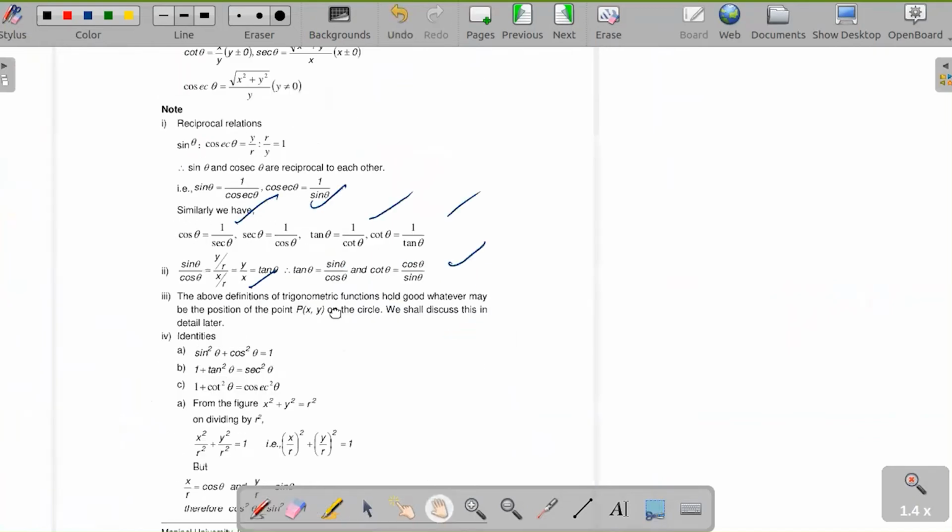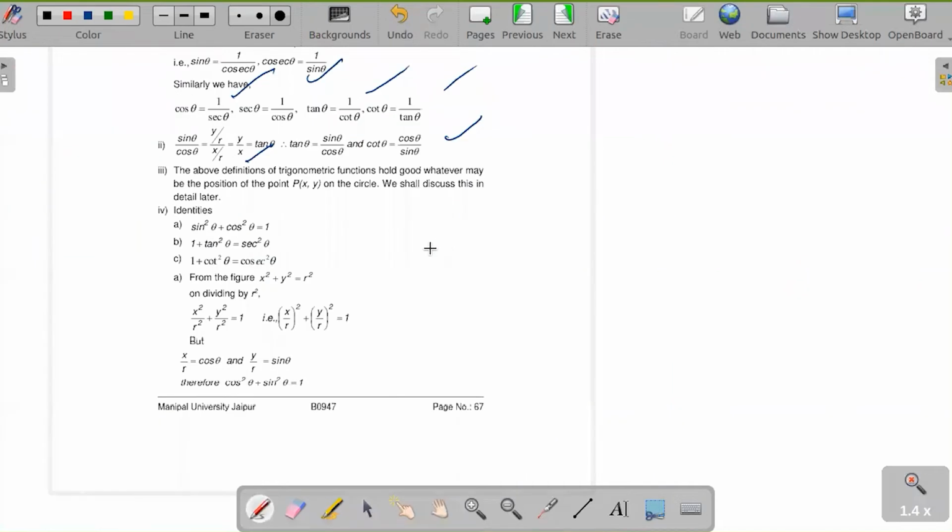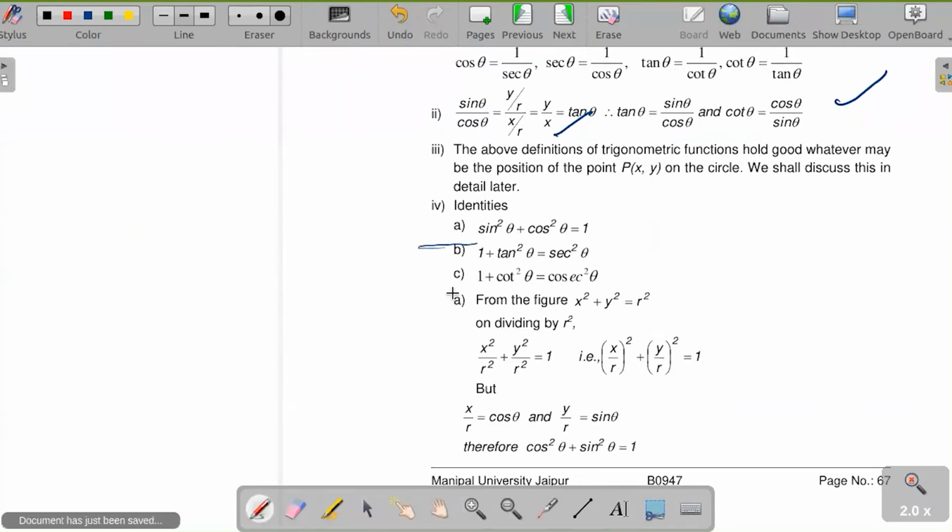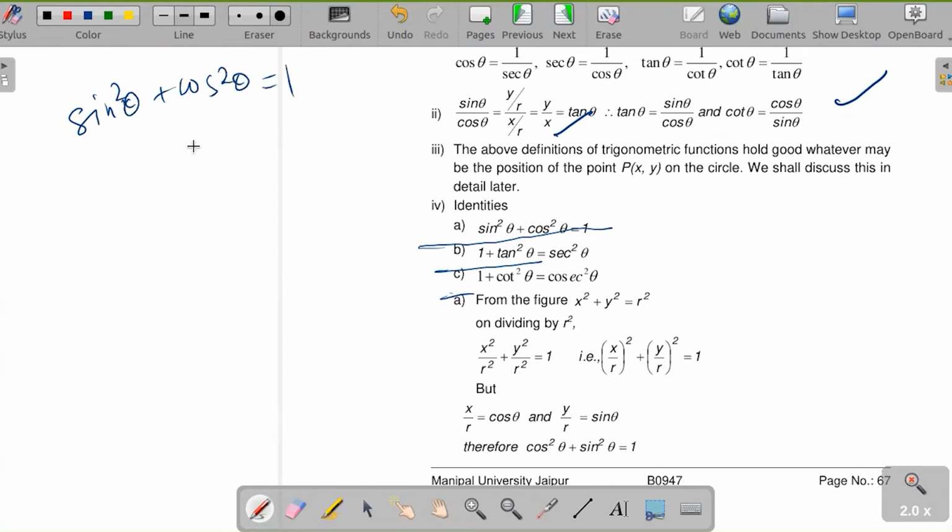Now there are three more important formulas, from which the rest are derived. A, B, C. The first one is sine square theta plus cos square theta equal to 1. It is always 1. We can prove it. Whenever you want to prove something, always take LHS and RHS, explain LHS and also explain RHS, and show that LHS and RHS are equal.